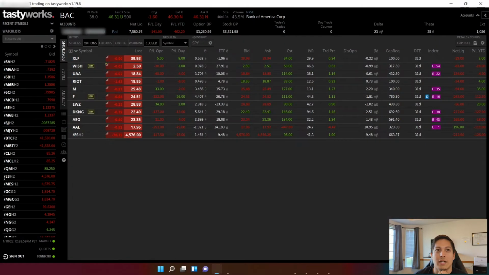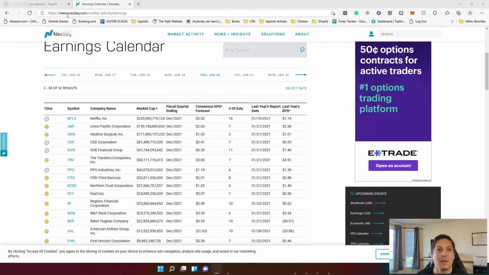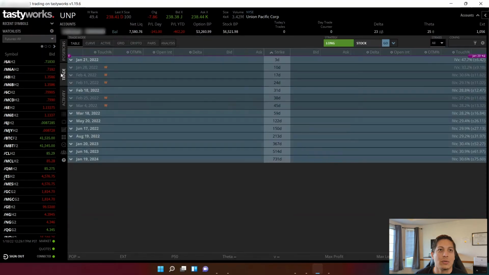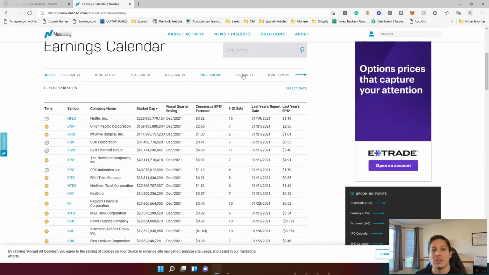So if we take a look at, I don't know, I forgot the symbol already, but let me see. Maybe do UNP. Let's see, UNP. So right now it's at an IV rank of about 49, so if we compare that to down here, this actually might be a pretty good play. So now, actually, I think I'll keep that on my list of items to consider for an earnings trade. So that's looking toward a Thursday.